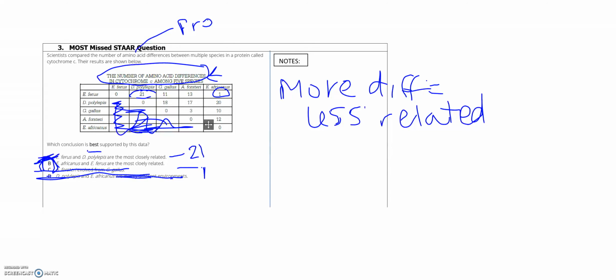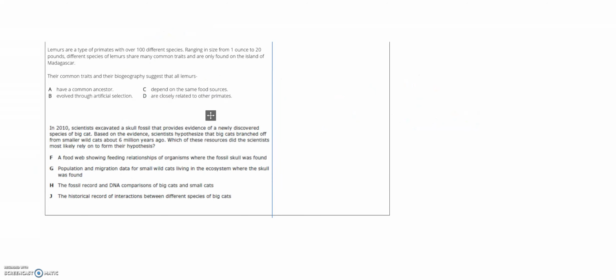Now let's go to the next one. Okay, we have our last 2 questions here. Let's go over the top one. It says, lemurs are a type of primate with over 100 different species, ranging in size from 1 ounce to 20 pounds. Different species of lemurs share many common traits, I'm going to underline that, that are only found on the island of Madagascar. It also sounds like they live close together. So their common traits and their biogeography, there's our 2 evidence, right, suggests that all lemurs do what?